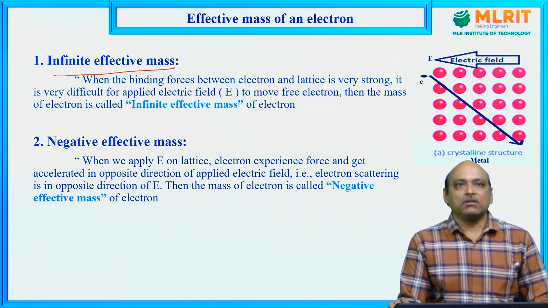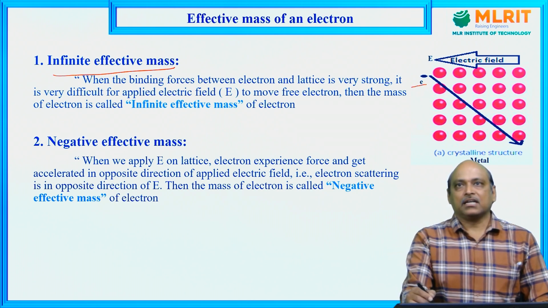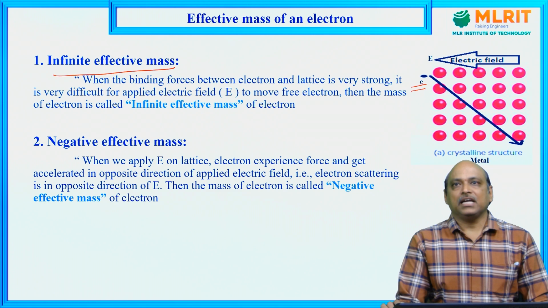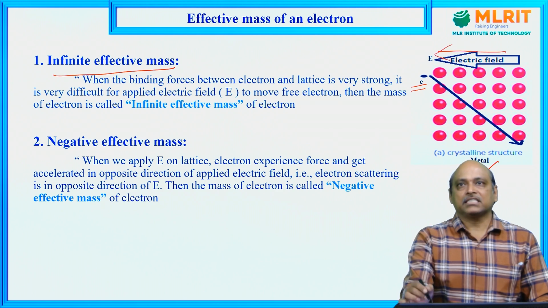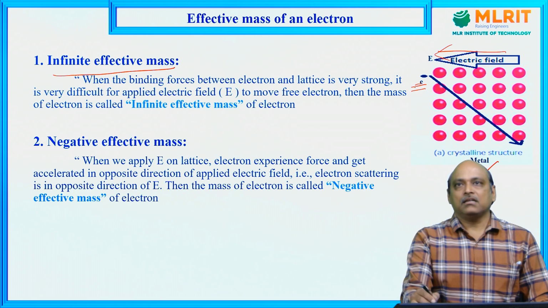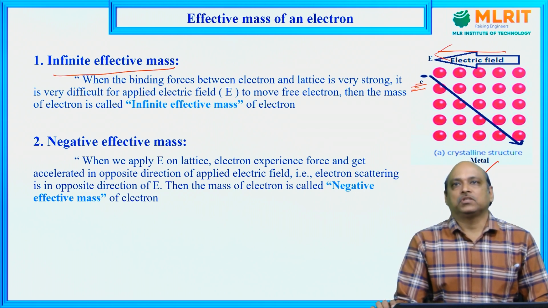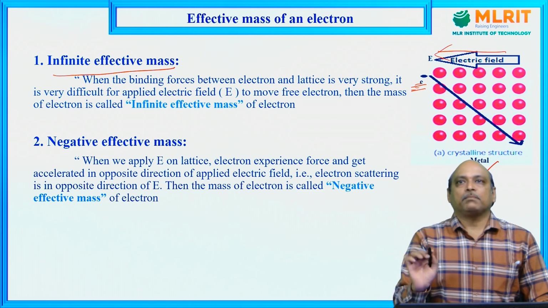To understand these two different types of effective mass of electrons, I am taking the same example here. There is one electron which is located in a periodic field in a crystalline solid like this. Now I am applying an electric field as an external field on this material in this direction. Then this electron is experiencing a force. We know that electron is a particle, so it will have some mass.